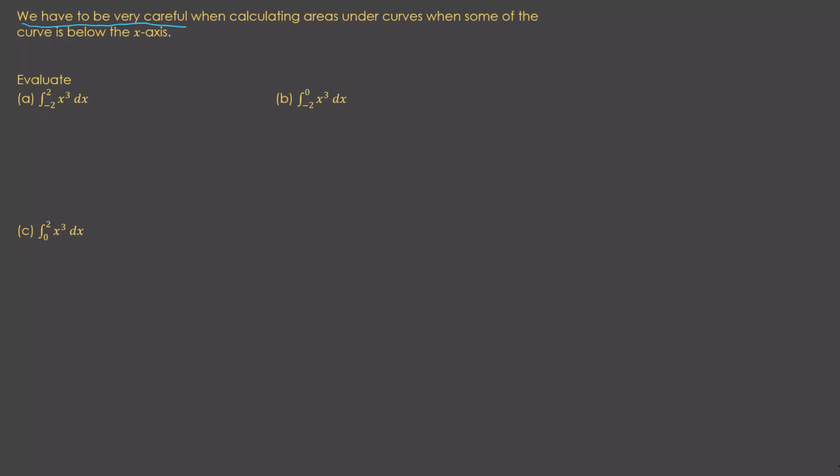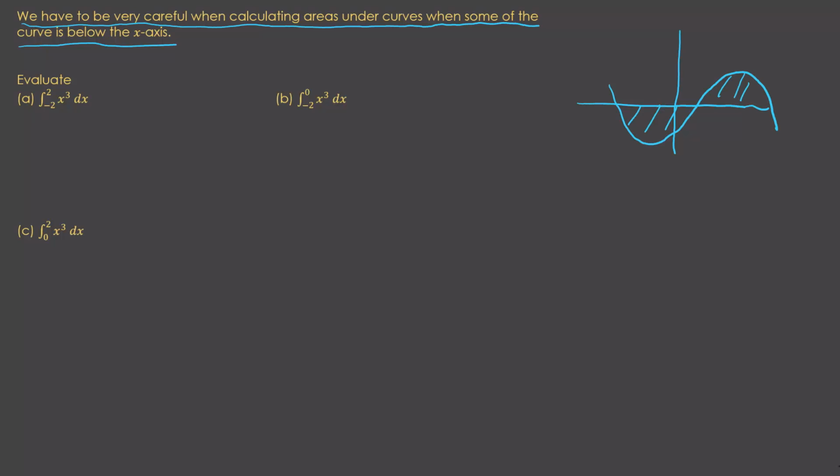We have to be very careful when calculating areas under curves when some of the curve is below the x-axis. So what we're saying is that we might have a situation like this, and we'd like to find this area. Now, in all three parts of this example, I'm using x cubed. You know the indefinite integral of that is x to the 4 over 4.